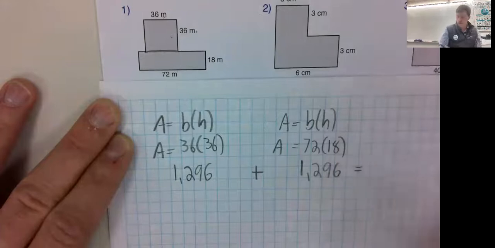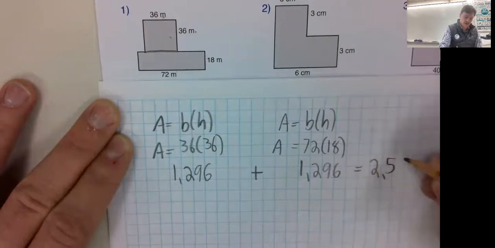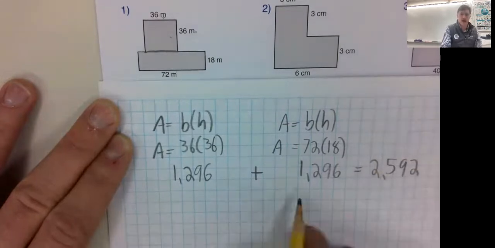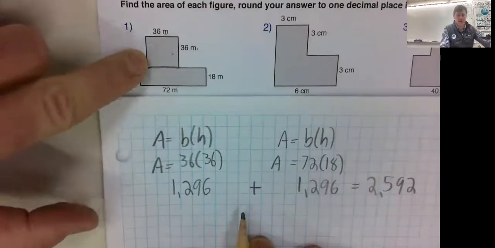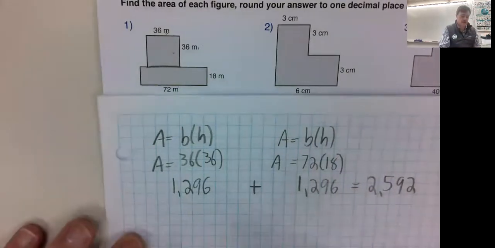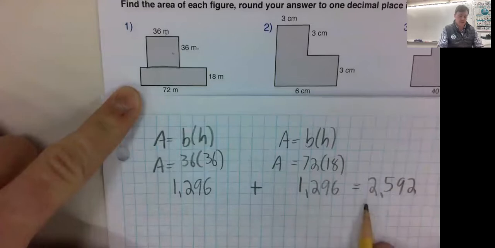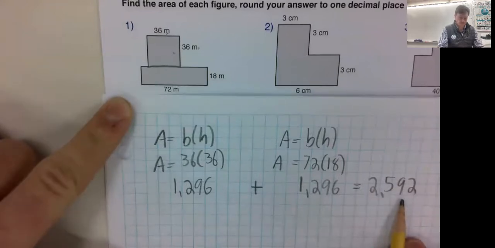So now all I need to do is add these two together. And I end up with 2,592 after I add these two together. Because remember, I'm adding these shapes back together. First, I broke them up, found their individual areas. Now I'm bringing them back together. The overall area after I add these two is 2,592.